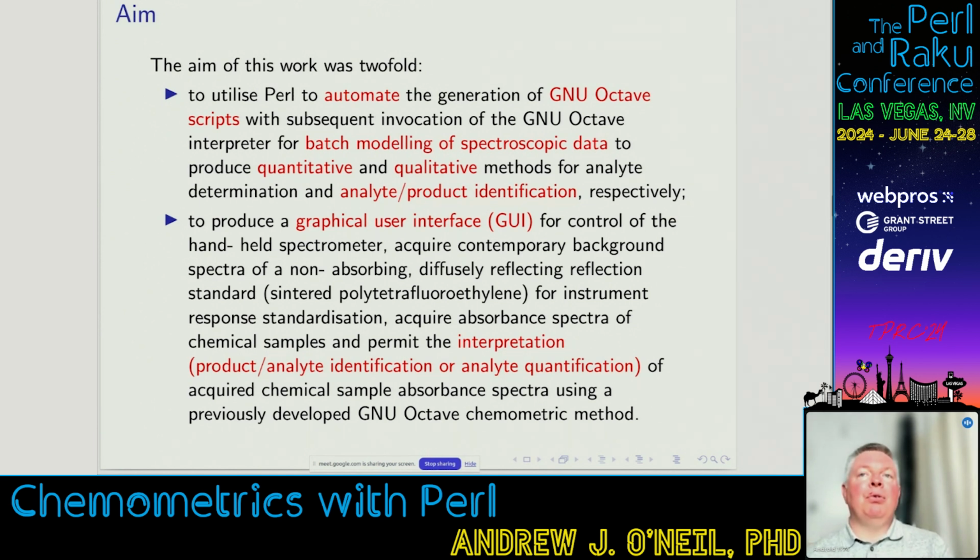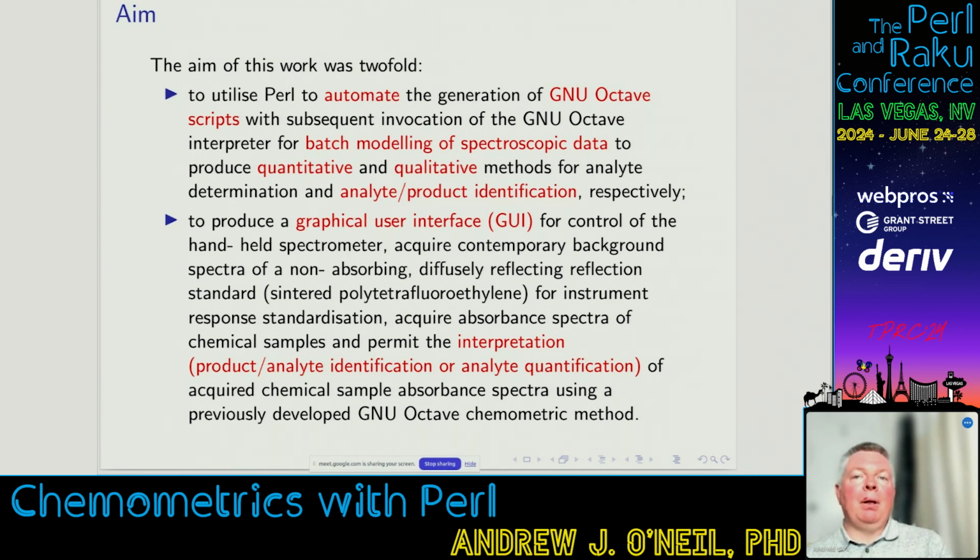So Perl controls Octave for me, and generates, in some cases, 100 or 200 different models, and captures the key metrics, the key statistics that allow me to rapidly identify the optimum model, or the near optimum, which I can then use for identification or quantitation. And then the second part of the work was to have a graphical user interface developed in Perl TK for control of the handheld spectrometer that I'm going to show a slide of.